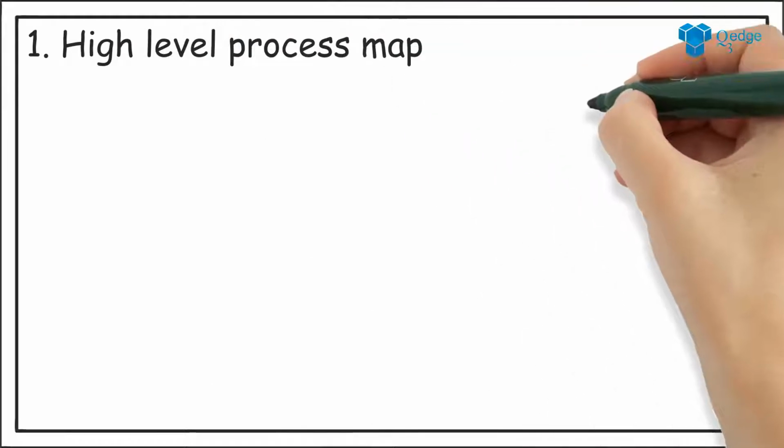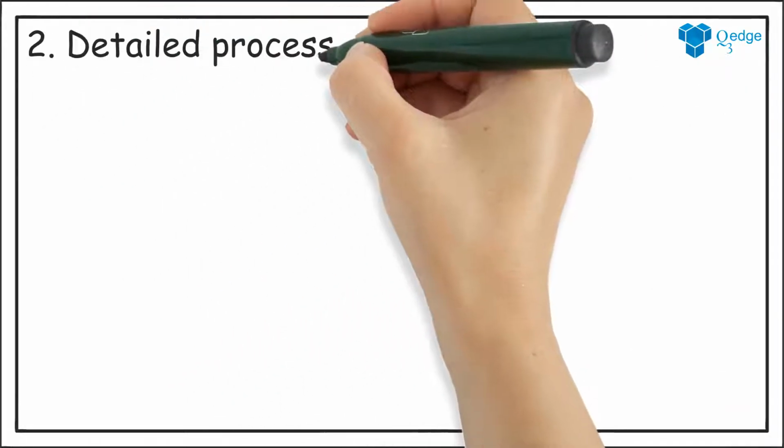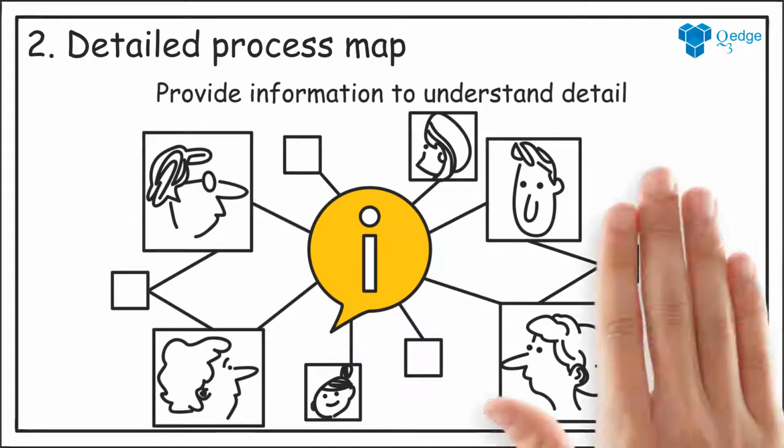High-level process map. We have to imagine observing the process from very high up and drawing only the macro activities. Detailed process map provides sufficient information to help the team understand the great detail.